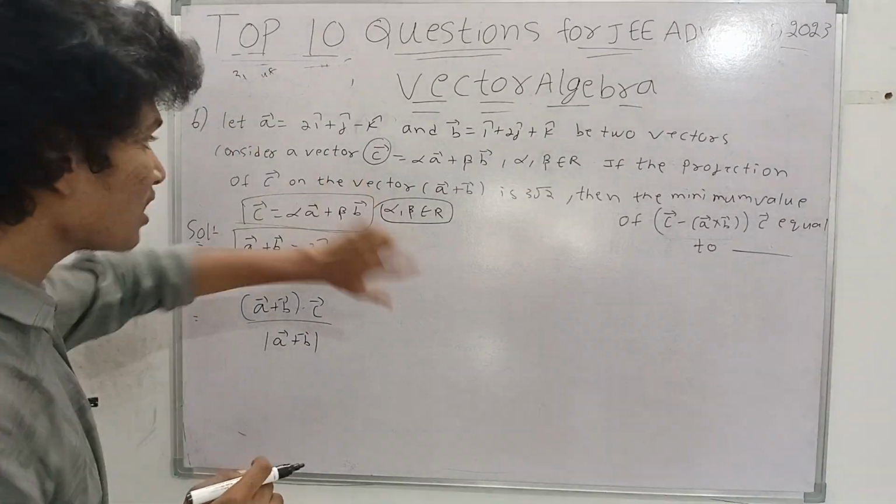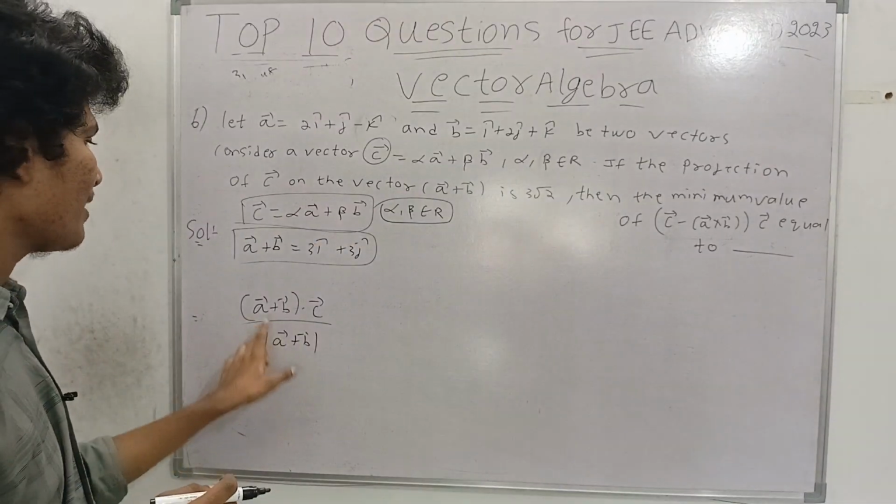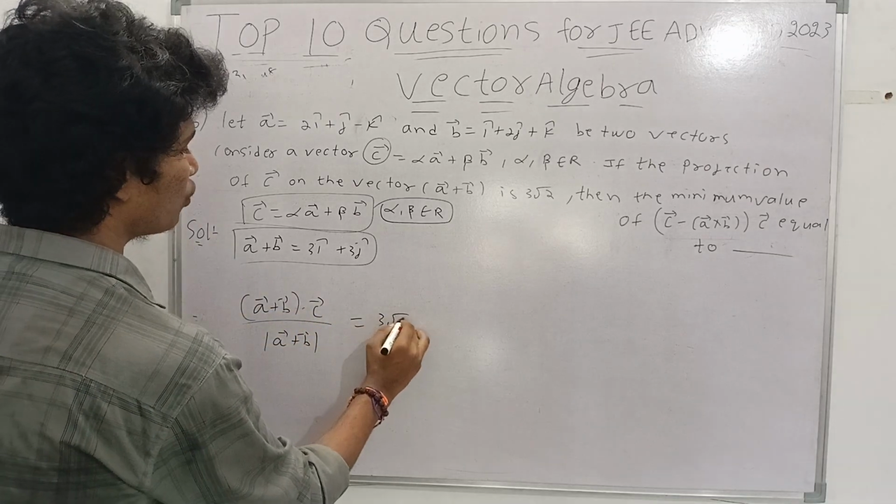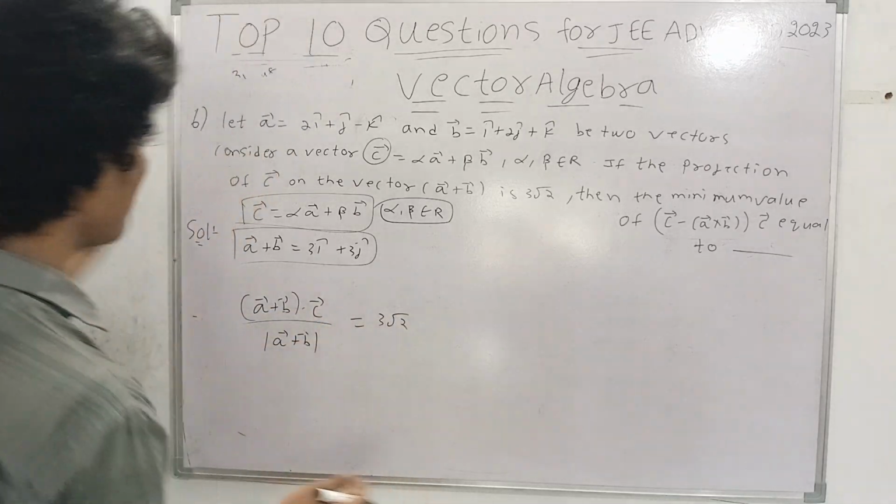So, projection of C vector on the vector A plus B. That is the reason why I wrote it here, and in the top we are doing the dot product. This thing they have given us, 3 root 2. This thing is equal to 3 root 2, they have given.